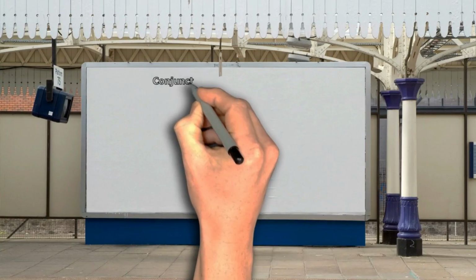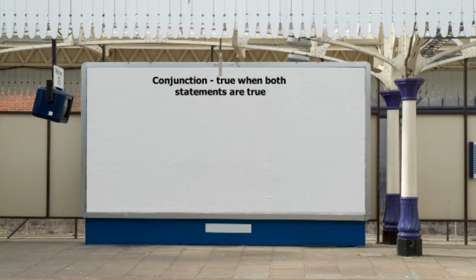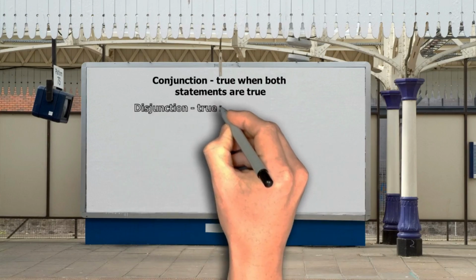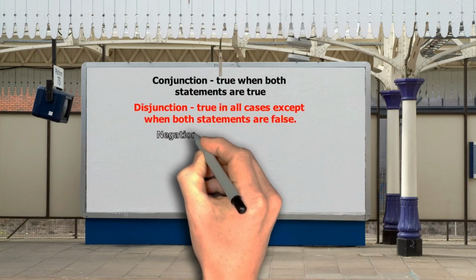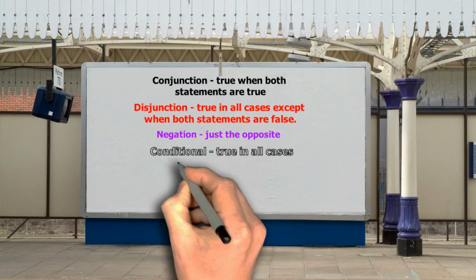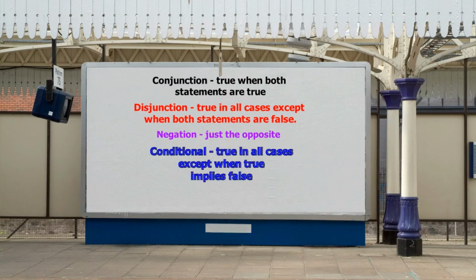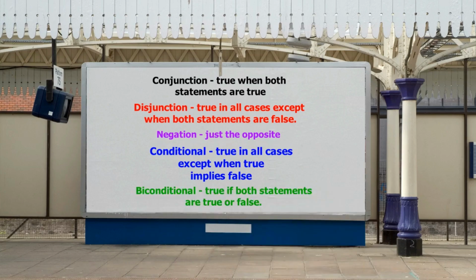Quick recap. Conjunction can be true only if both statements are true and is false otherwise. Disjunction can be true in all cases except when both statements are false. Negation is just the opposite. Conditional can be true in all cases except when true implies false. Lastly, biconditional can be true if both statements are false or both statements are true, and is false otherwise.